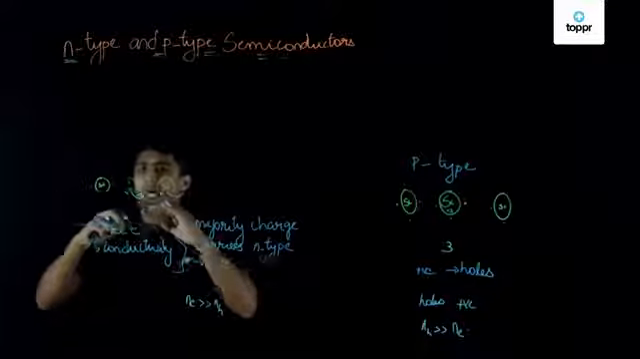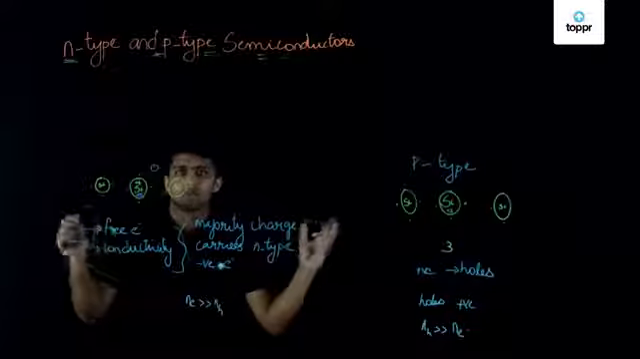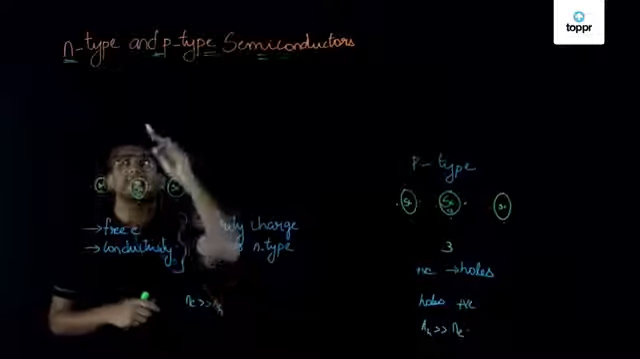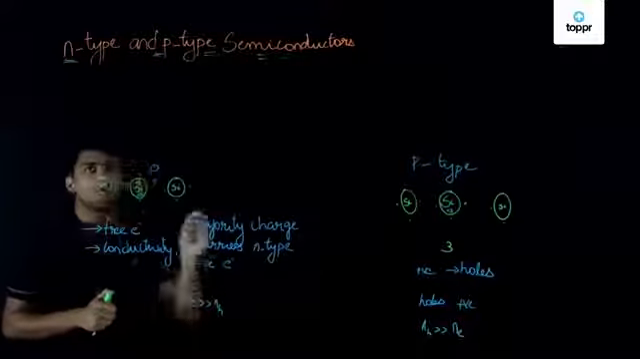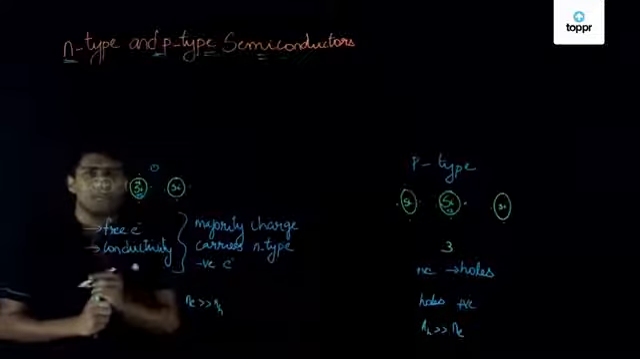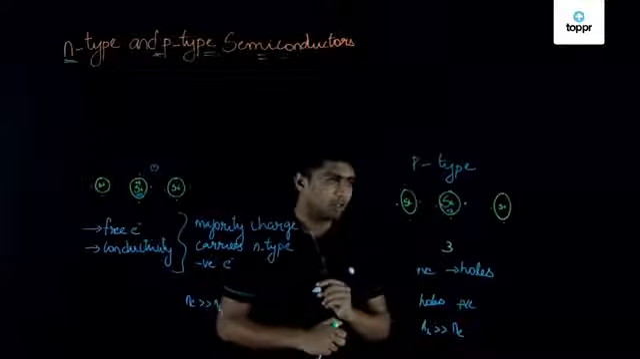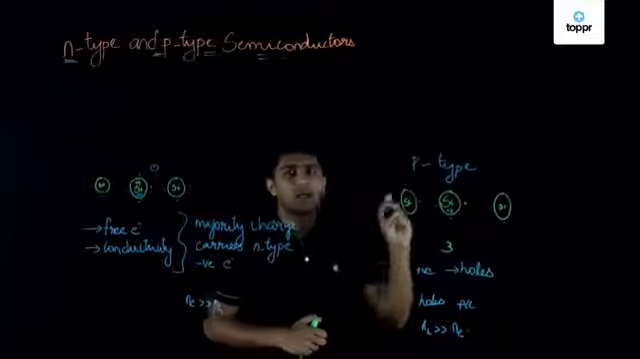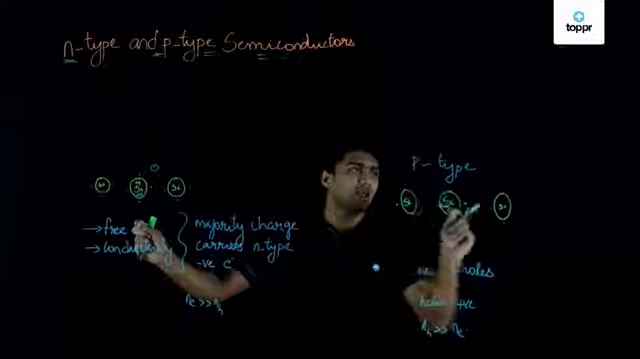Let's recap what we have learned, so it will be easy for you to remember. What is an N-type semiconductor? An N-type semiconductor is one where the majority charge carriers are electrons. We get electrons as majority charge carriers when we dope it with a pentavalent impurity. When it comes to P-type, the majority charge carriers will be positive, and we acquire that by adding a trivalent impurity. So here we add a 5-valent impurity, and here we add a 3-valent impurity.